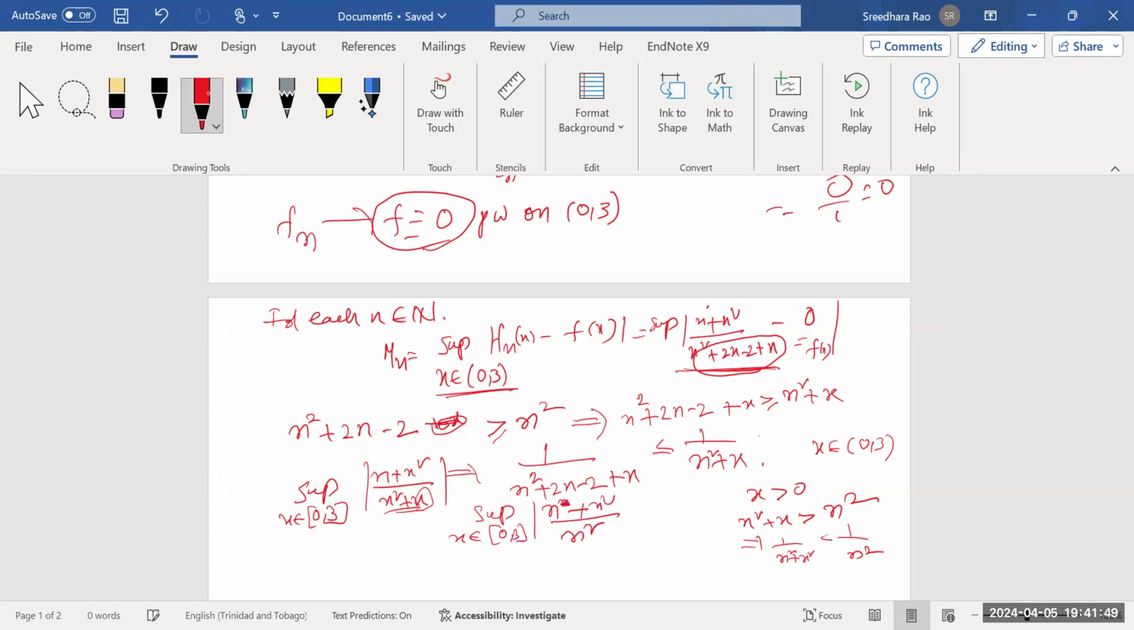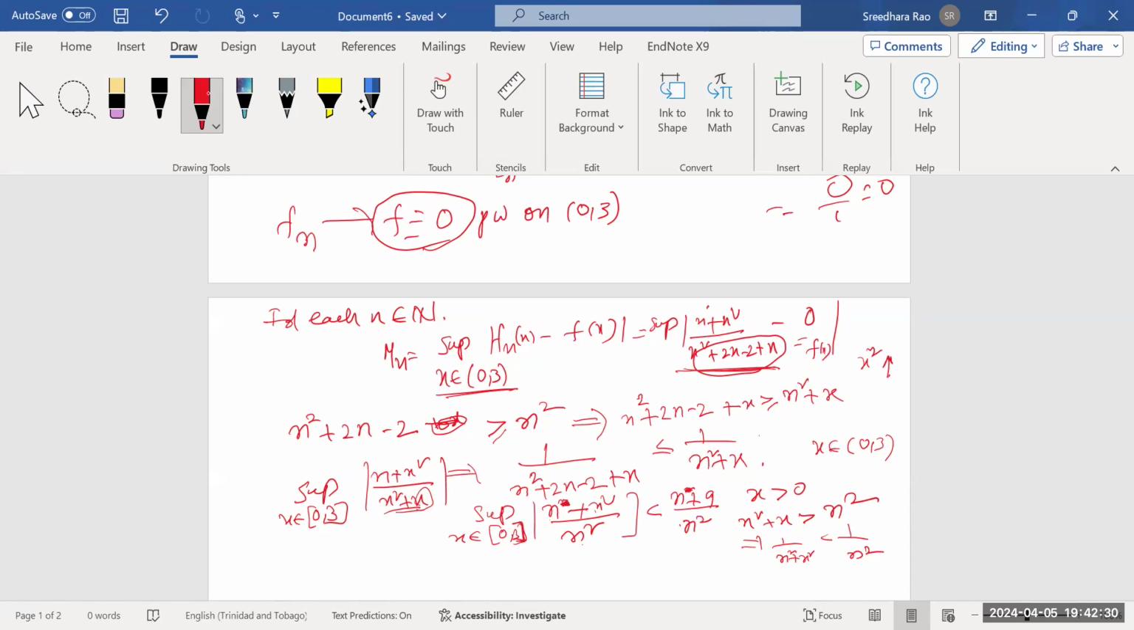So here is n, here is n square, here is x square. x square is an increasing function. So what is the supremum? The supremum is at the right hand point. In place of x, put x equals 3, that is 3 square is 9, because x square is increasing. So the supremum of all this value is less than or equal to n times n plus 9 over n square.